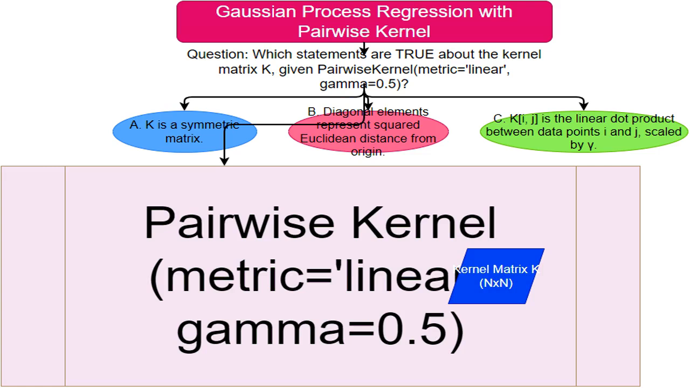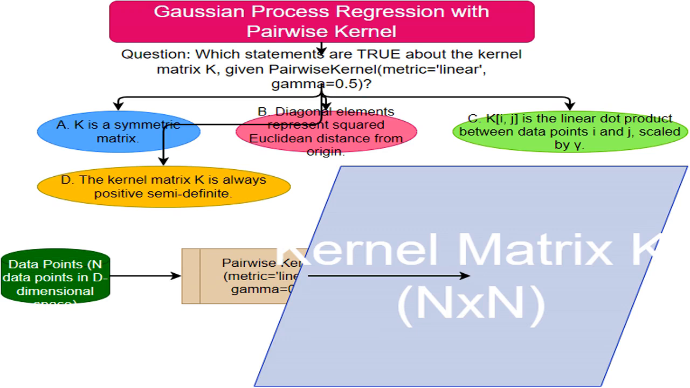The linear metric tells it to calculate the similarity between data points using their dot product, which is kind of like measuring how much they point in the same direction. The gamma value, 0.5, scales this similarity score down by half. The PairwiseKernel creates a square table, n×n, called a kernel matrix. Each cell K_ij tells us how similar data points i and j are. It's like a similarity map for all the pairs of data points in my dataset.